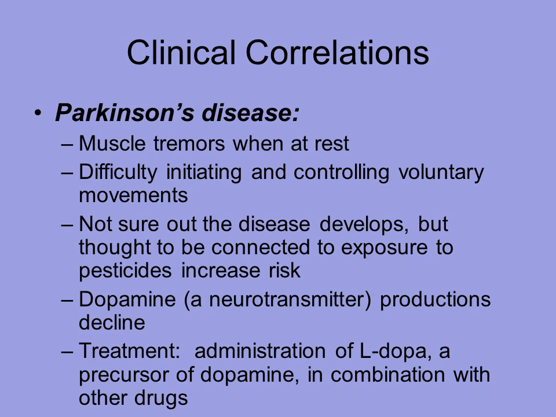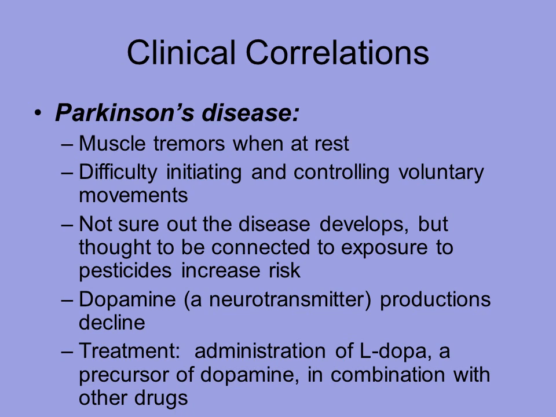Some clinical correlations: Parkinson's disease. We don't know exactly how this disease develops. There are certain things that can put you at increased risk. What happens is, even when you're at rest, there are muscle tremors or shaking because the muscles are contracting. You normally would have control over these muscle contractions because it's skeletal muscle, it's voluntary. However, an individual who has Parkinson's disease starts to lose control of those voluntary movements.